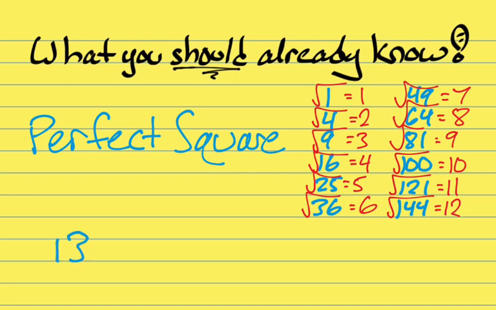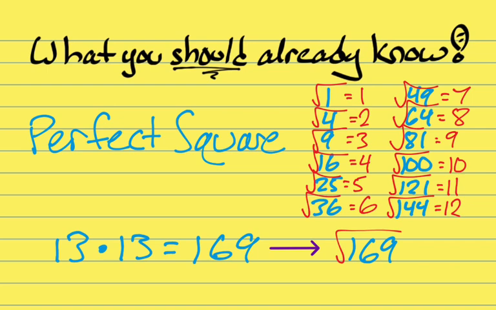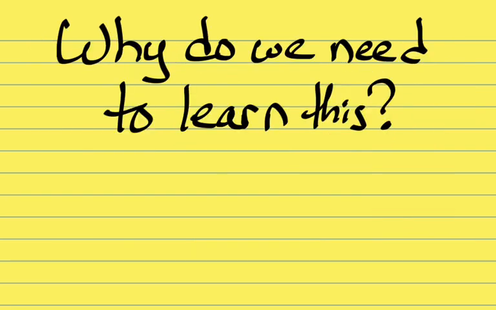A perfect square is a number that you get when you take any number, let's just say 13, and you multiply it by itself, which in this case would give you 169. And 169 is a perfect square, because if you take its square root, you'll get 13, which is why 169 is a perfect square. So why do we need to learn this process to begin with?